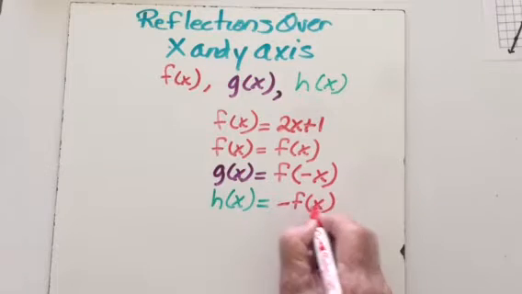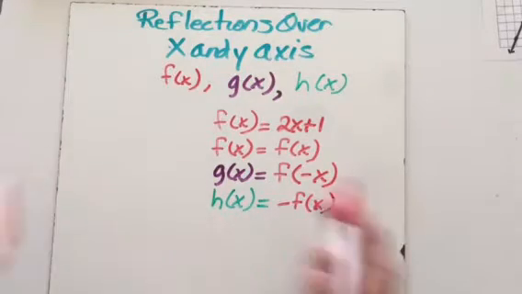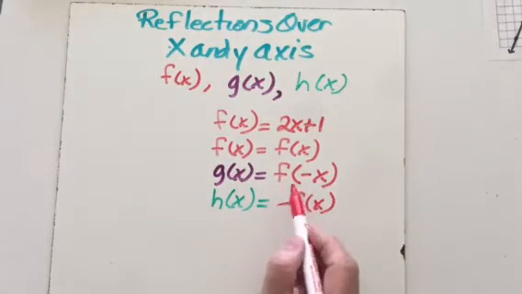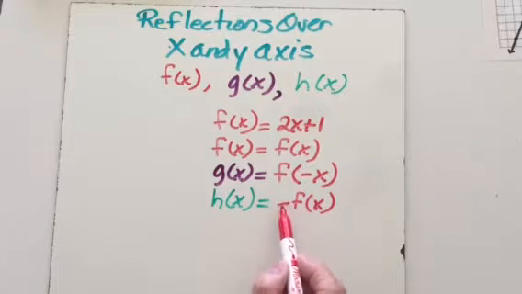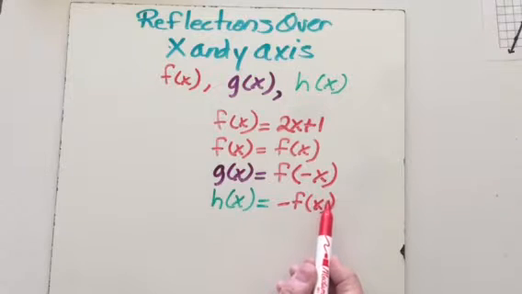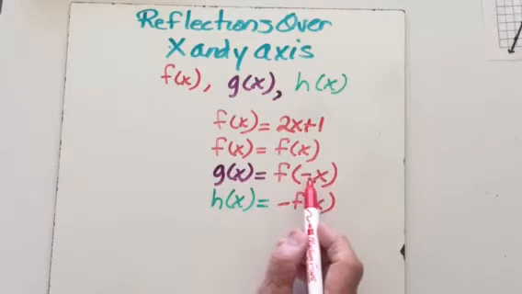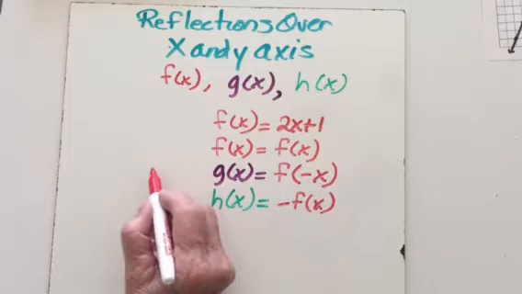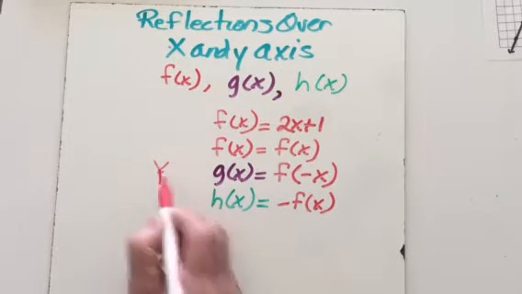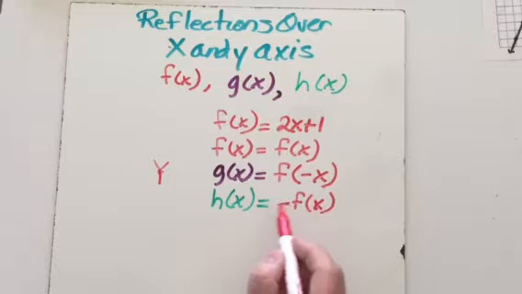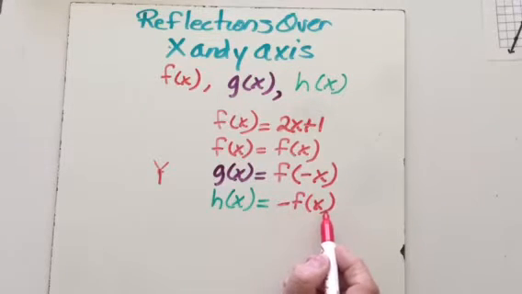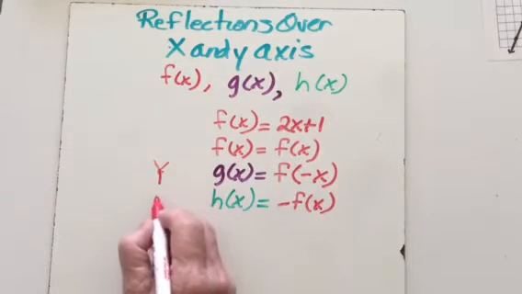Because the x's haven't changed. Well, the whole thing has changed. So instead of saying f of x, the whole thing has changed: negative f of x. Do you understand that? All right, so here, because it said negative x, we reflected over the y-axis. Here, because it says the whole thing is negative, we reflected over the x-axis.